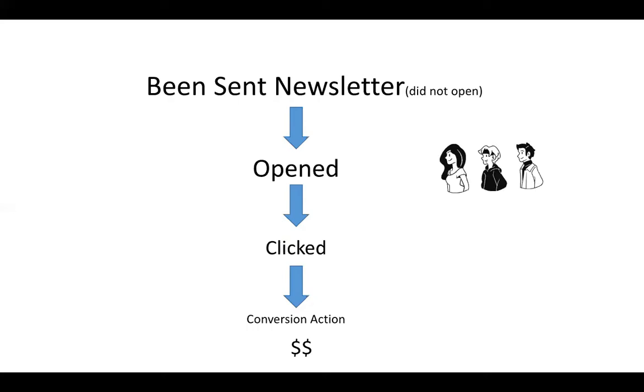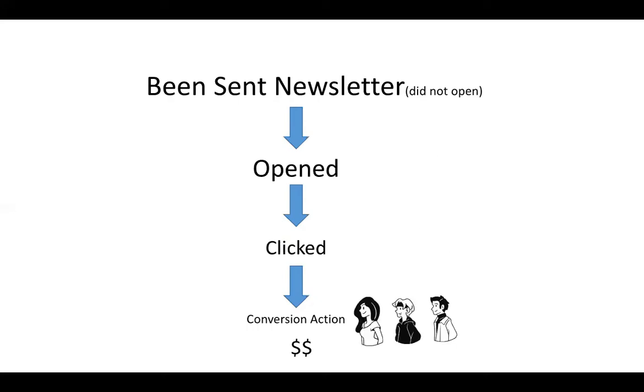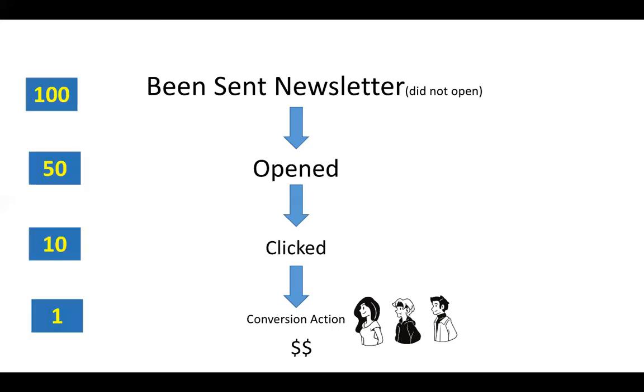Okay, so ideally you want all of them to come through all the way down. Do they? Of course not, right? So these are just general numbers, but if you send it to 100 people, about 50 of them will open it, 50% open rate, which is great. 10 will click on it, 20% click rate, which is amazing. And one of them will take the action that you want them to take. Okay.